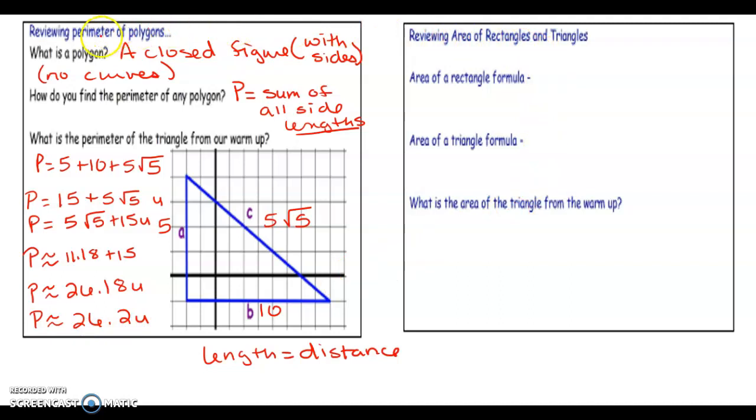So that's a review of perimeter. For area, let's think about the area of a rectangle formula. So if I have a rectangle, this is my base and my height.